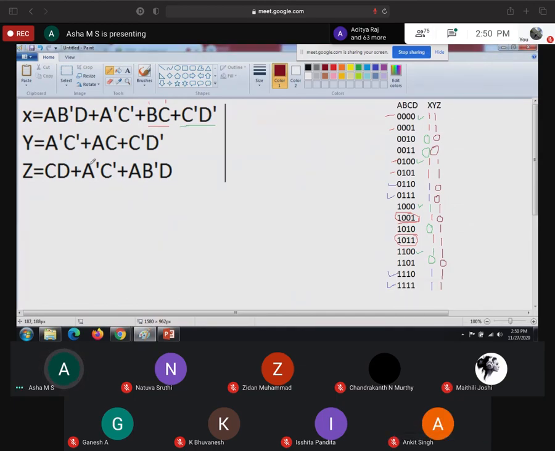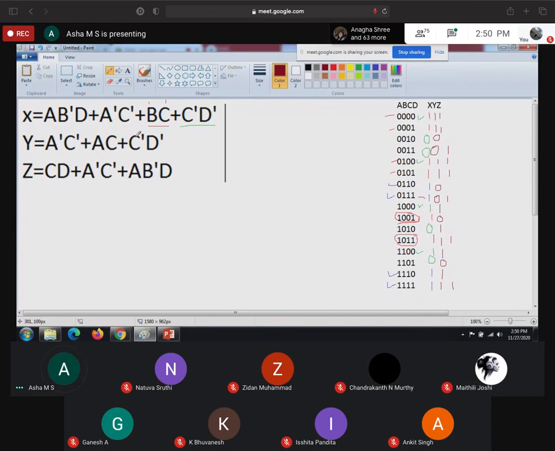So CD means C equal to 1, D equal to 1. Here I have both are 1. Next is here, CD equal to 1. Next is here, CD equal to 1. Next CD 1 is here. Next A bar C bar, AC 0 0. Here I have, here I have, here I have, here I have.